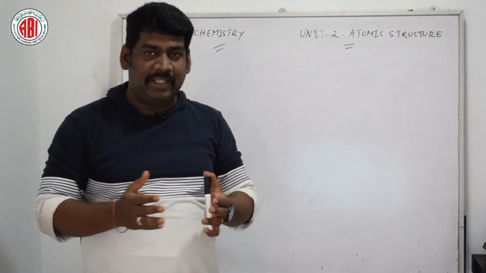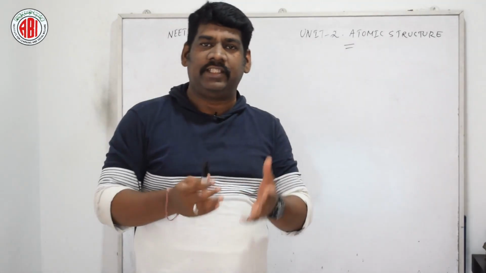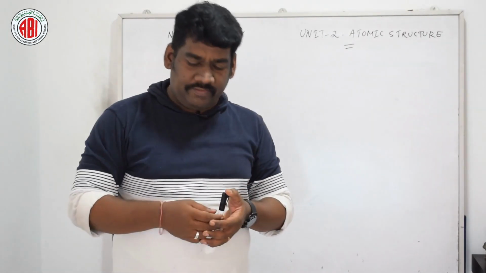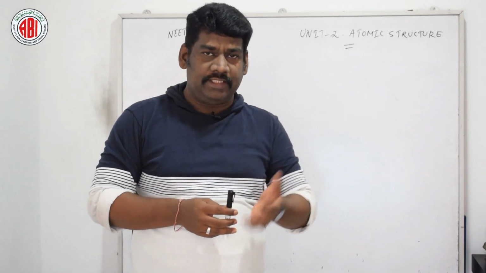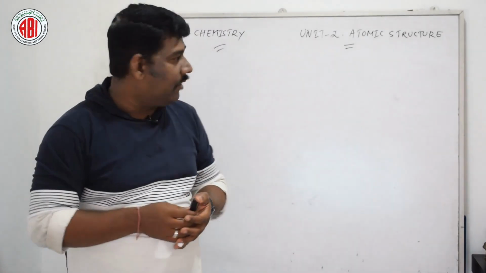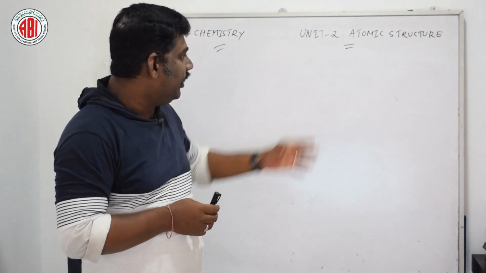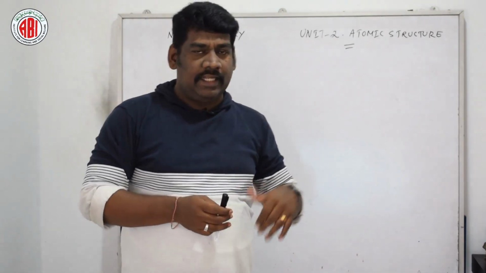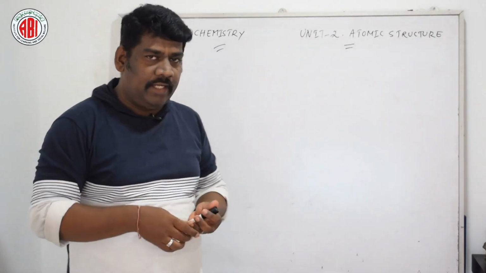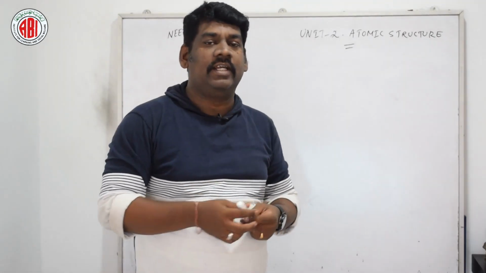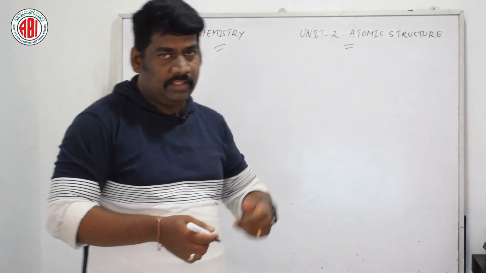So based on this series, we are discussing the theory part and also the NCERT based solutions. From this series, today we are going to discuss Unit 2, atomic structure. Earlier we discussed a few more topics from this chapter, and today we are going to discuss the different atomic models. Let's start.